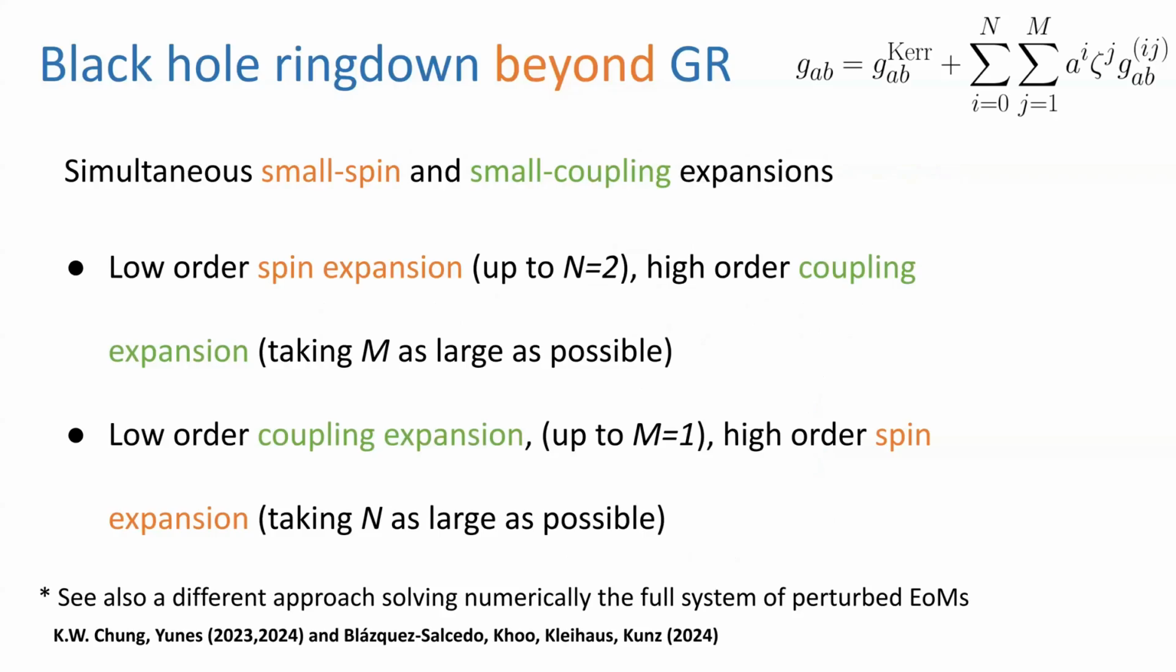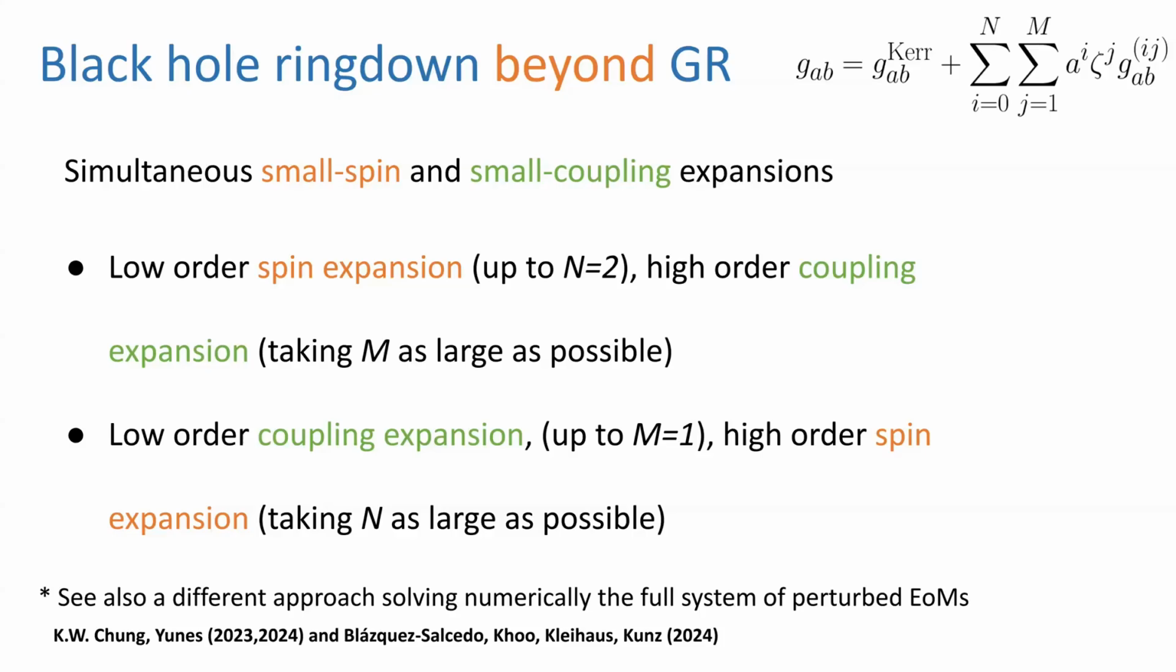Okay, so the idea is to perform a simultaneous expansion of the perturbation equations, both in the spin and in the coupling. You can think of this problem as going in two directions. Either you keep the spin expansion low, and you can increase the order of the coupling expansion as much as you want. Here I call N and M the expansion orders for the spin and for the coupling.